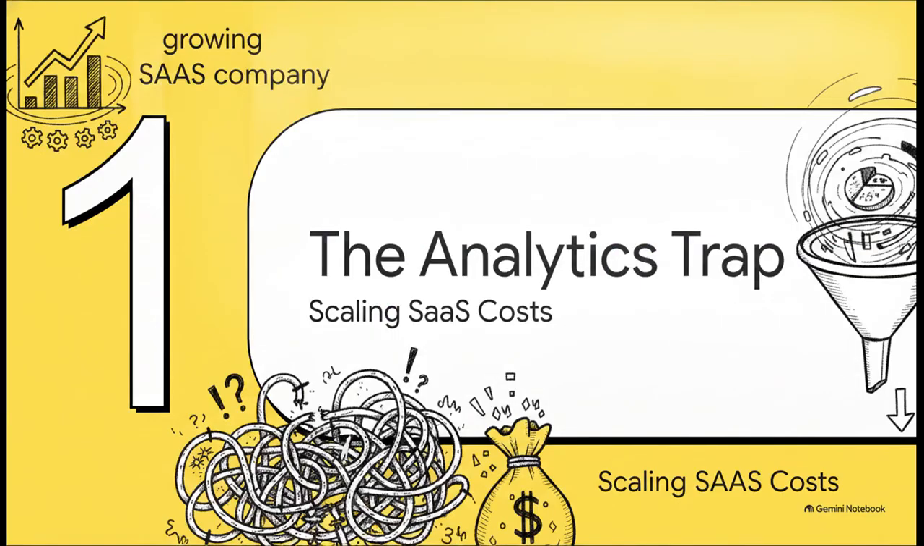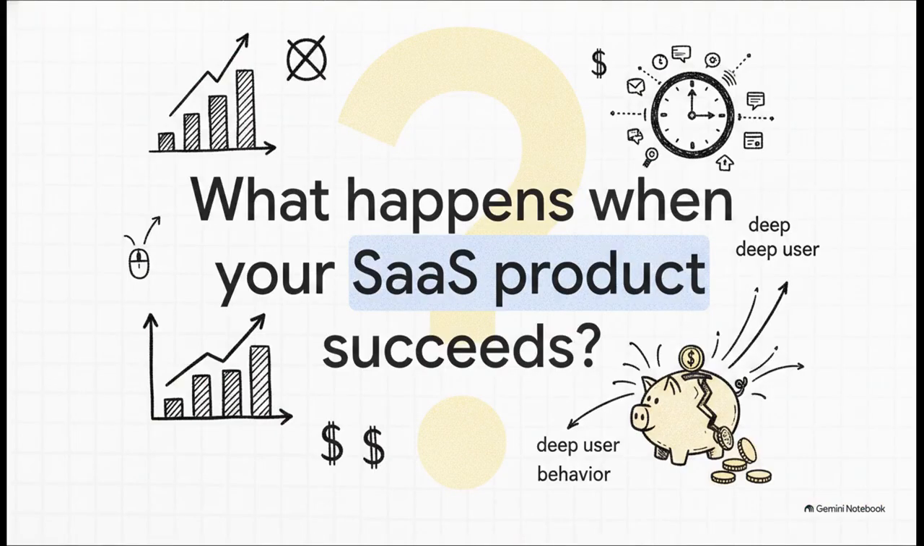Starting off with Section 1, the analytics trap. Let's take a look at a ubiquitous problem literally every growing company eventually runs into. It's a great question, isn't it? What actually happens when your SaaS product succeeds? Ironically, with commercial tools like Mixpanel or Amplitude, success is kind of punished. The more your user base grows and the more they interact with your application, the more you get penalized by this ticking clock of per-event pricing.